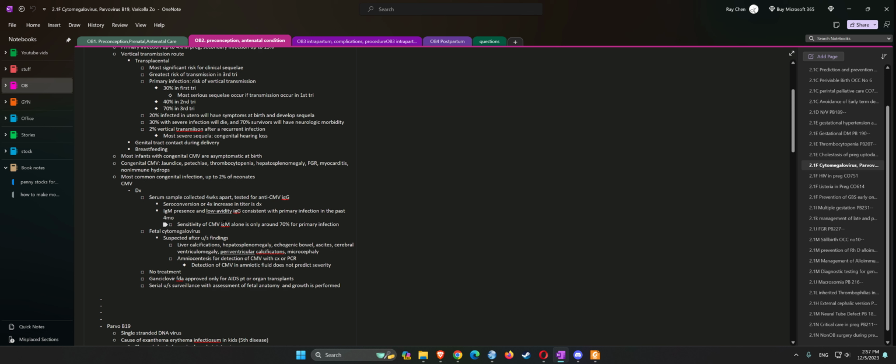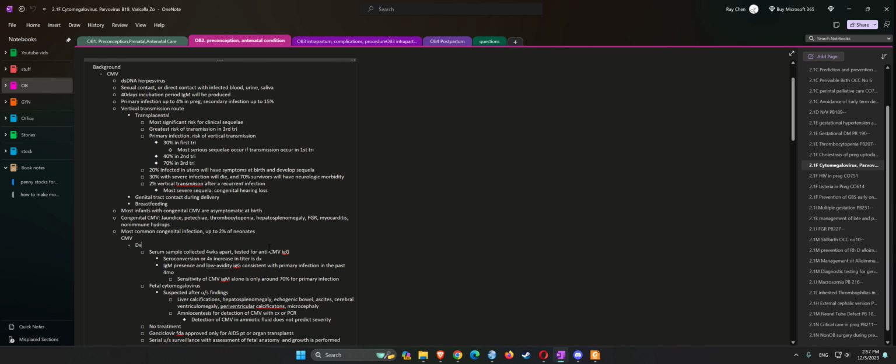Okay. Would you get an IgM? I would order an IgM, but I believe that the value is in the avidity. Okay. So how would you counsel this patient? Let's just say it came back with low avidity.